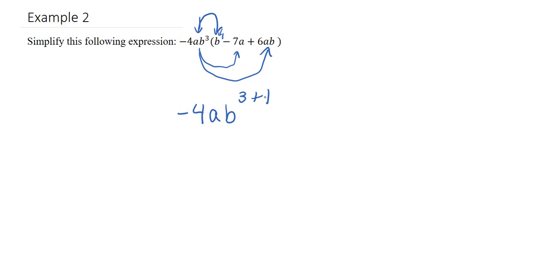Now we can go to the second term. So notice we have this minus sign and this minus sign. So that's going to make it positive now. So we have now negative 4 times negative 7, so that'd be positive 28. So we can just go plus 28. This one has a to the first. This one has a to the first. We have a to the 1 plus 1, and then just b to the third.